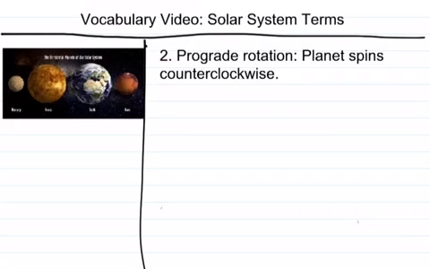The next term is prograde rotation. Prograde rotation means that the planet is spinning counterclockwise. That means it's going the opposite of how a clock would go, or the clock hands move.